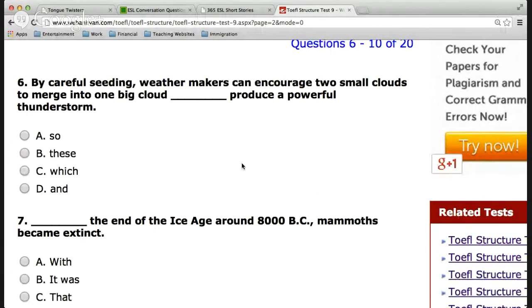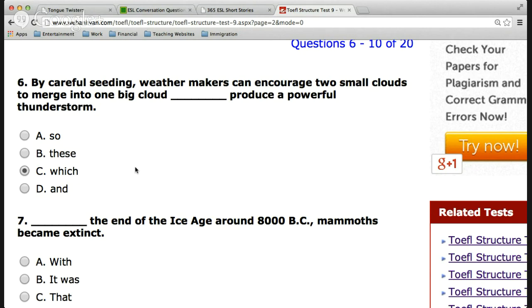I think let us see which. Okay, let's try that out. By carefully seeding, weather makers can encourage two small clouds to merge into one big cloud, which produce a powerful thunderstorm. Yes. Okay. No, because I need it third person, so I say letter D. Okay, two for C, one for D. Anybody else? Okay, let's try out D.